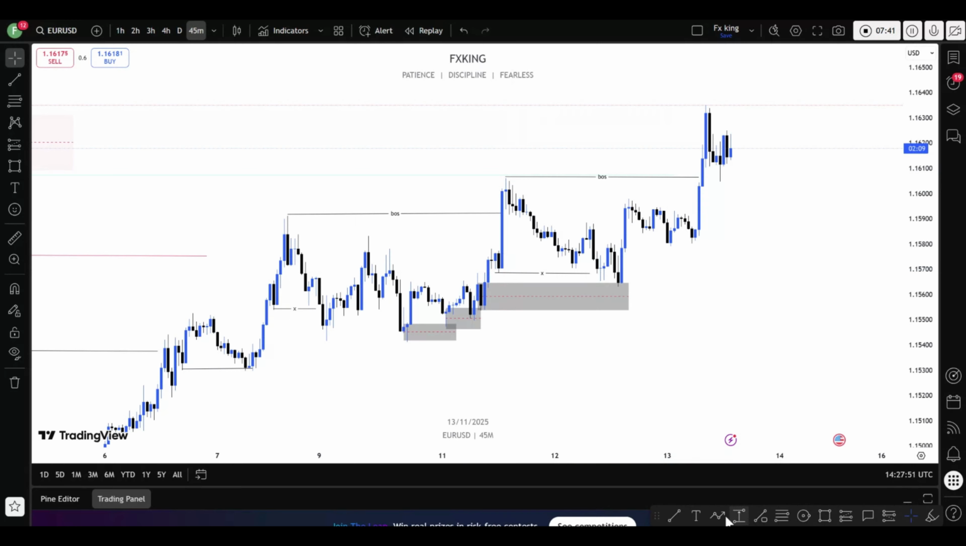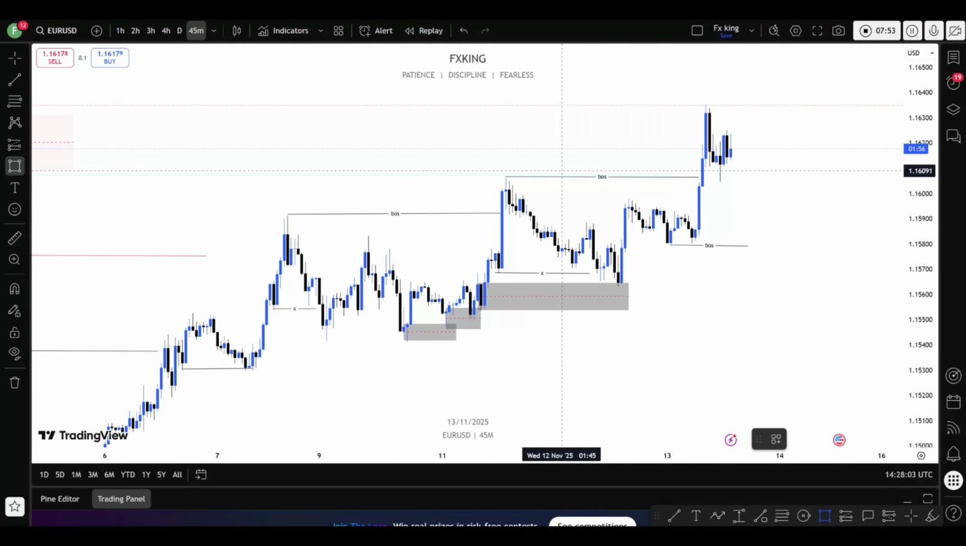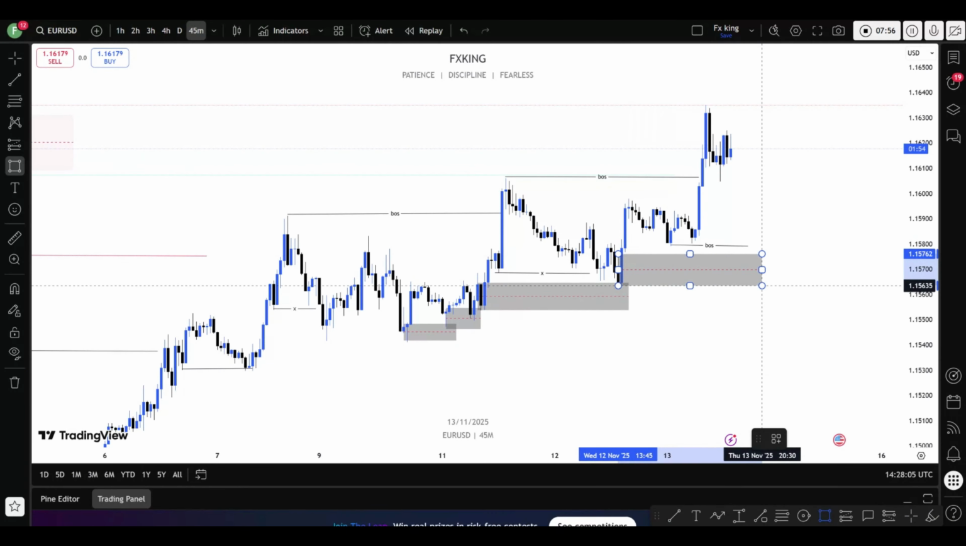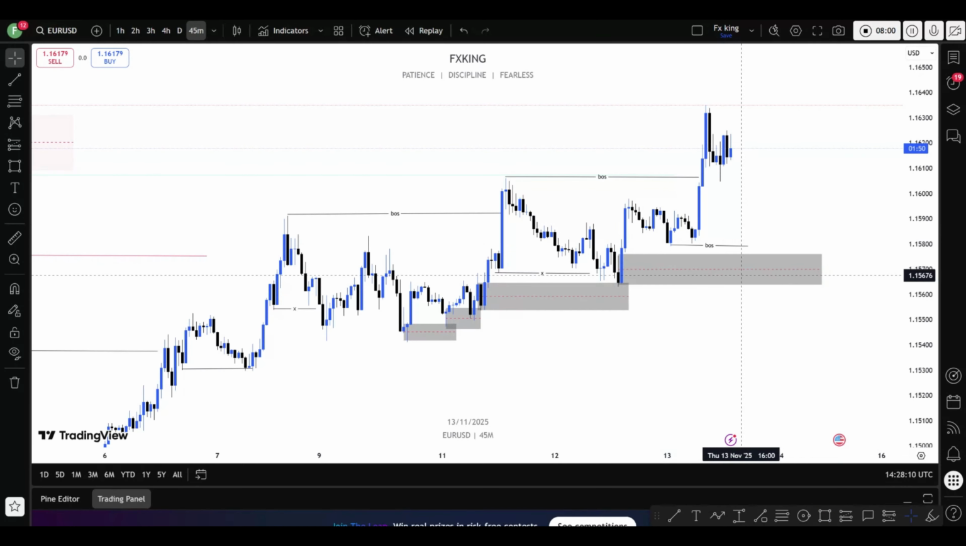So what we want to look out for now is a pullback which will act as our inducement or our liquidity. Now, this is a pullback here that can act as our inducement or liquidity, and then we'll be looking for a trade off this zone. So once this market takes out this inducement and liquidity, then we can look for a trade off this zone. So this is how our first position will look.